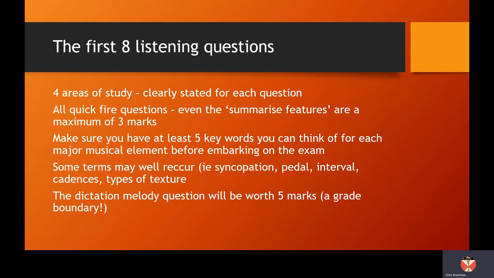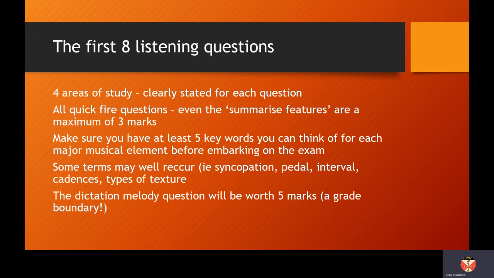The quickfire questions are all usually 1 mark, but some of the summarise the features, so what features are relevant to blues music or Western classical music or even minimalism, are a maximum of 3 marks. So they're pretty quick fire themselves. So you don't need to be writing long sentences for those unless you can really go to town.